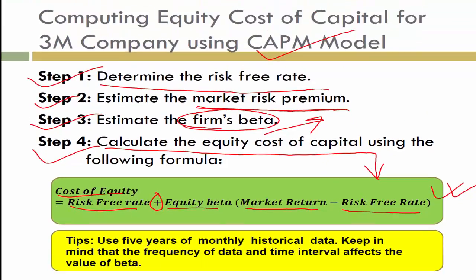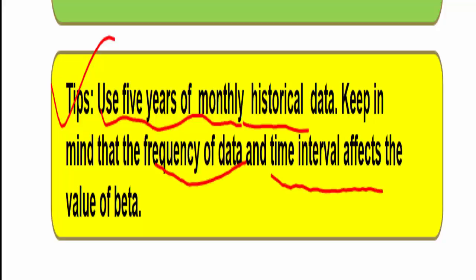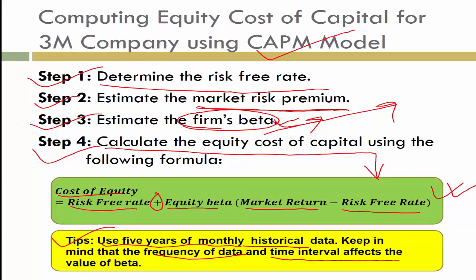And I just have some tips for you. If you were calculating beta yourself instead of using the Yahoo Finance beta, you would consider a few things. Like I have said, use 5 years of monthly historical data. Keep in mind that the value of beta depends on the frequency of the data and the time period you consider. More on how to compute equity beta is explained in my other videos. Please watch it.